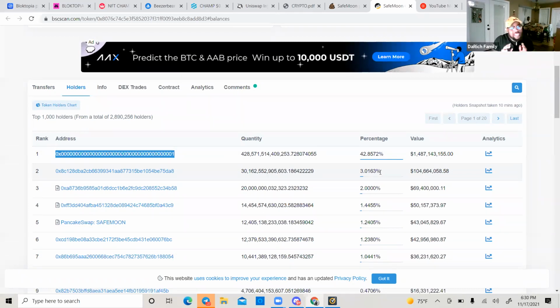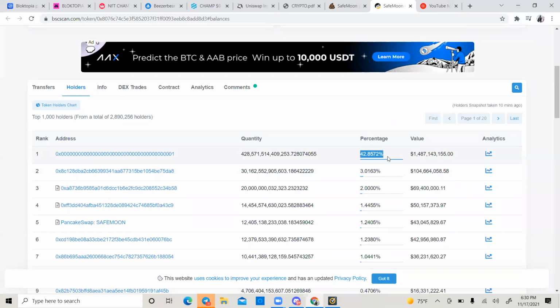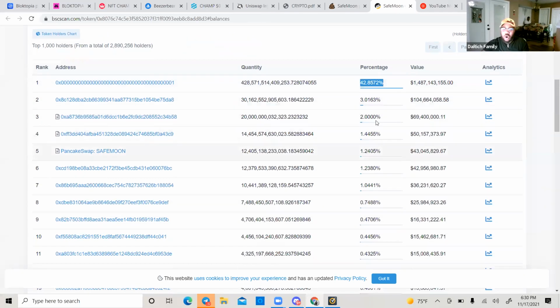6% is scary. If you got that much, you can move the market if you sell anything. You know what I'm talking about. Yes, sir. You see here that the liquidity pool, 42% of it is already locked, so it's good. And you see the top address has only 3% of the token. So that's a good coin to get into. That's how you know you can always pull your money out no matter what.